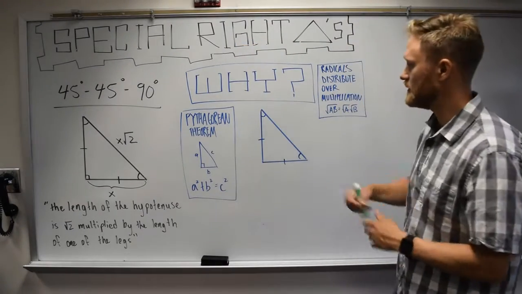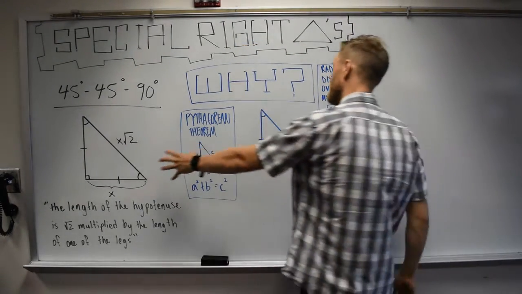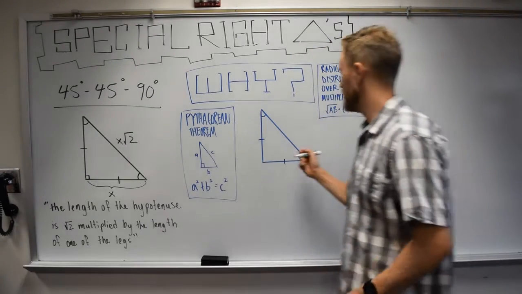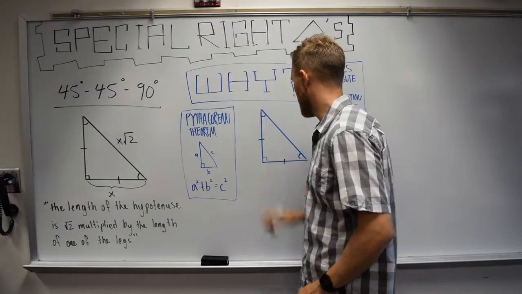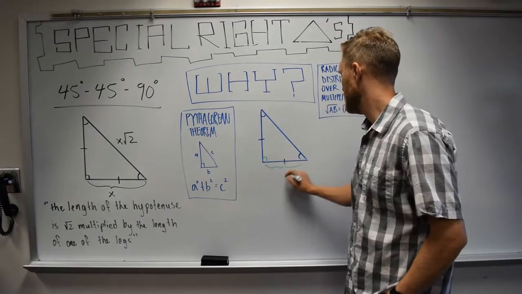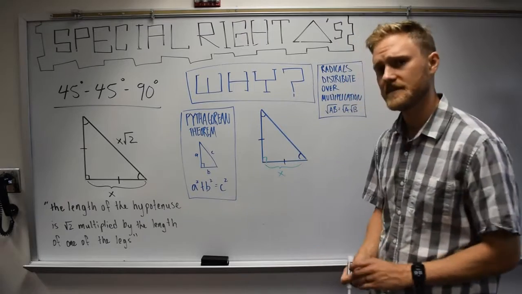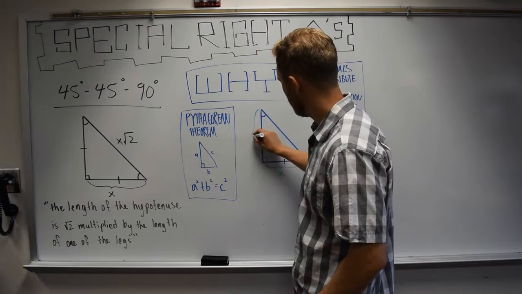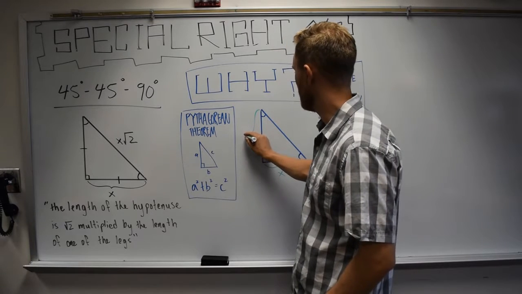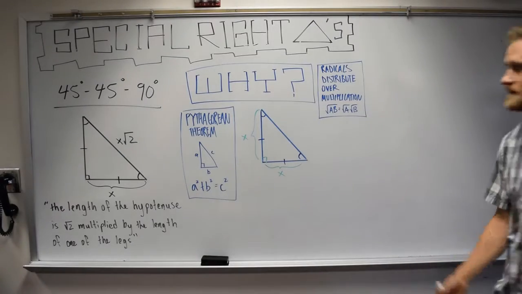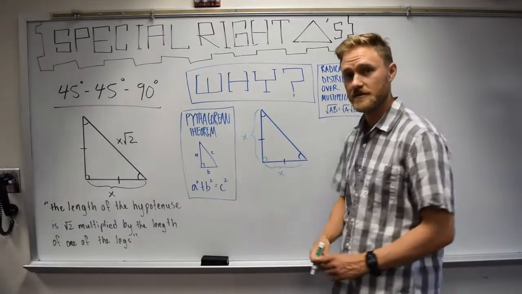So we're going to label this triangle the same way that we've labeled this one, and recognize that this is a 45-45-90 degree triangle. We're going to say that this side is x. Now, because it's a 45-45-90, we know that this leg is also going to be x units long because those two sides are congruent to each other.